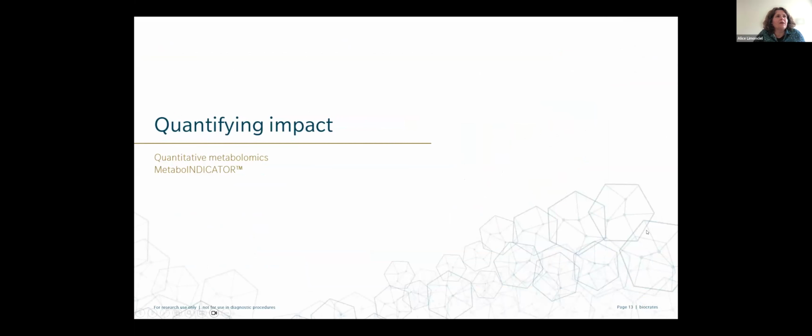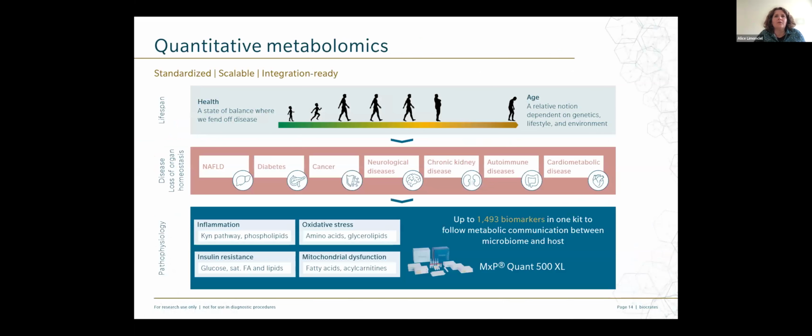But let's look at how we can quantify this impact. And of course, if the impact is seen in the metabolome, then quantifying the impact means using quantitative metabolomics. So this is what we really try and support our customers to do at biocrates, using our standardized kits that are quantitative. The one that I show here is the MxP Quant 500 XL. It allows to quantify up to over 1,000 metabolites, and that's a mix of small molecules and lipids. And I will talk about this in the next couple of slides, and Bijan mentioned it.